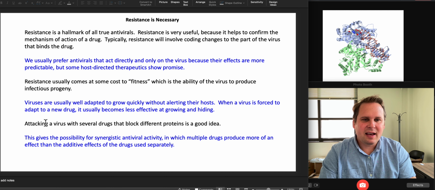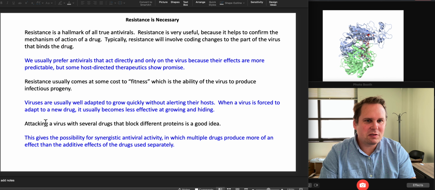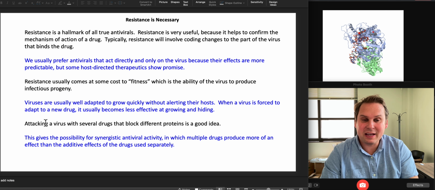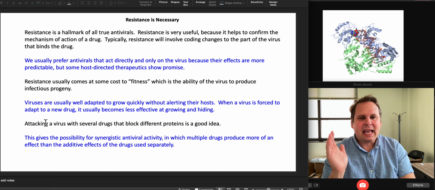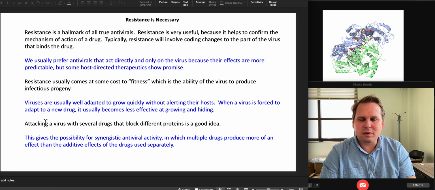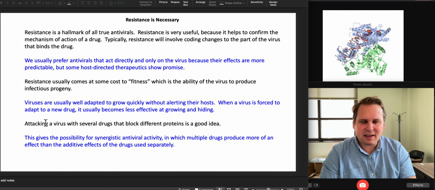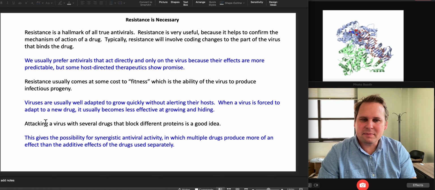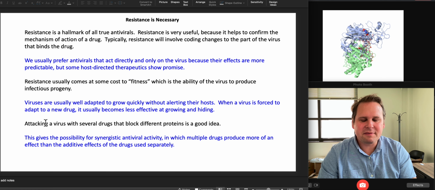Yeah. Because it can change, but if it makes too many changes, the virus is just dead. So it's a big trade-off. And antivirals are never the complete answer. Antivirals will never work in the absence of an immune system, as far as I have ever seen. There's no antiviral that's 100% effective.